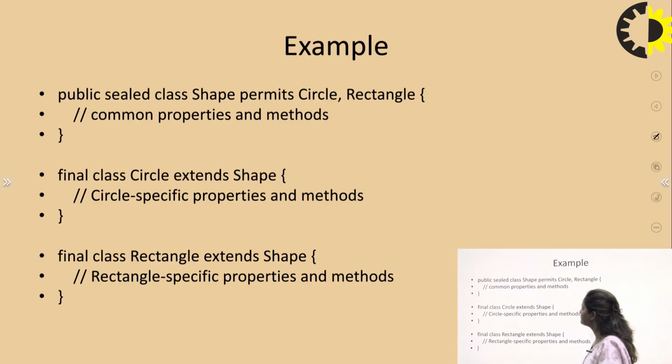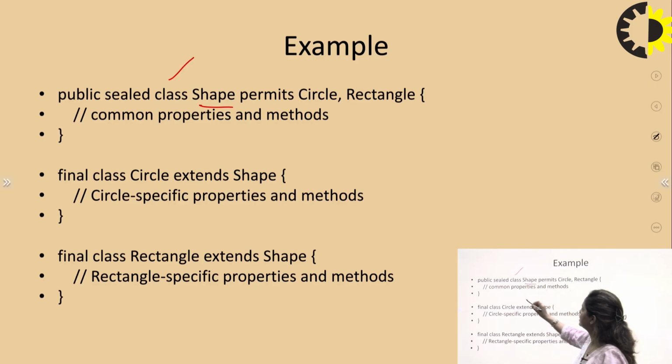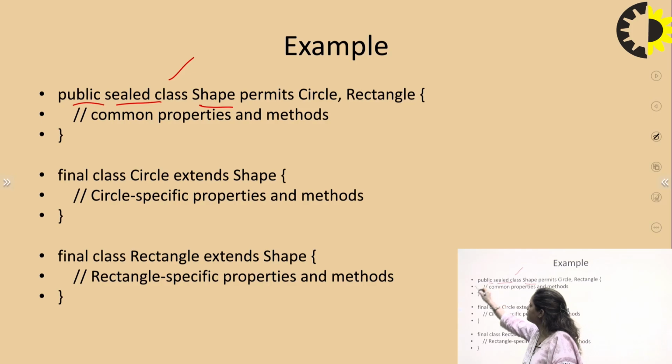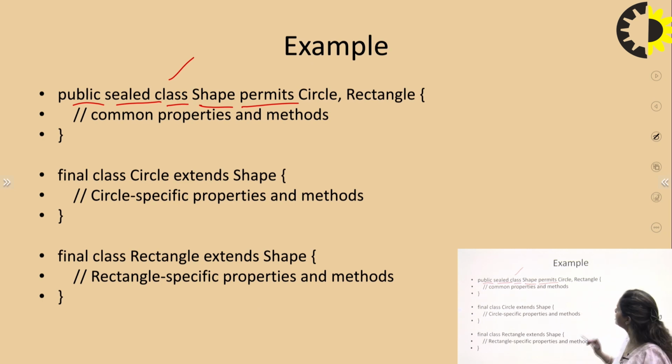So in this example, we have a sealed class named shape. We are using a keyword sealed, and it is public. Then the class keyword, then the name of the class, and the permits keyword. This permits keyword is only permitting circle and rectangle classes as its child classes, and this shape is only being extended by the circle and rectangle.